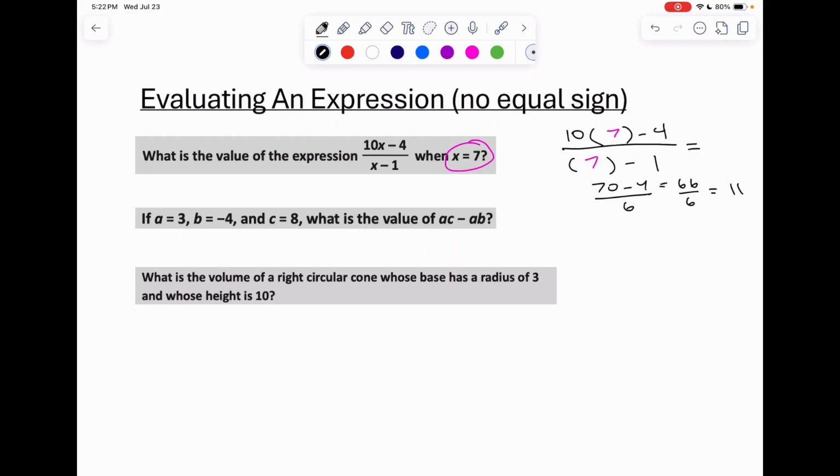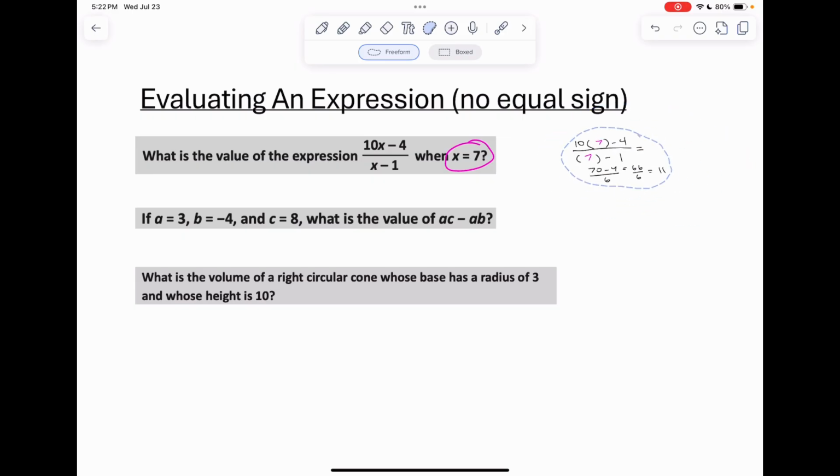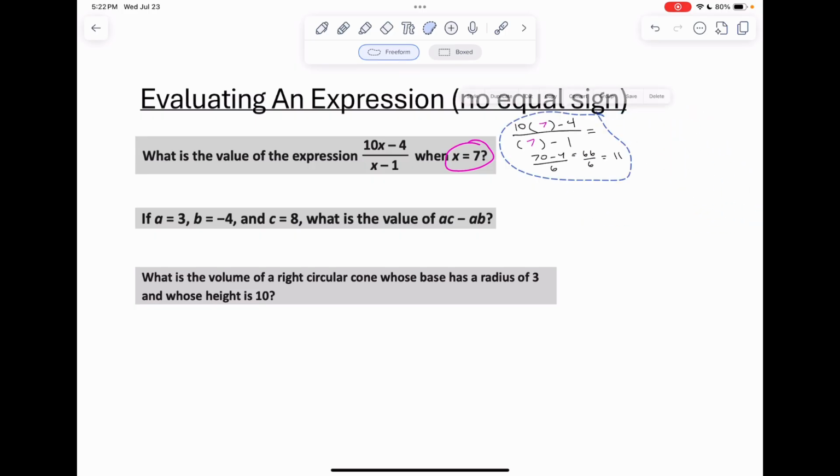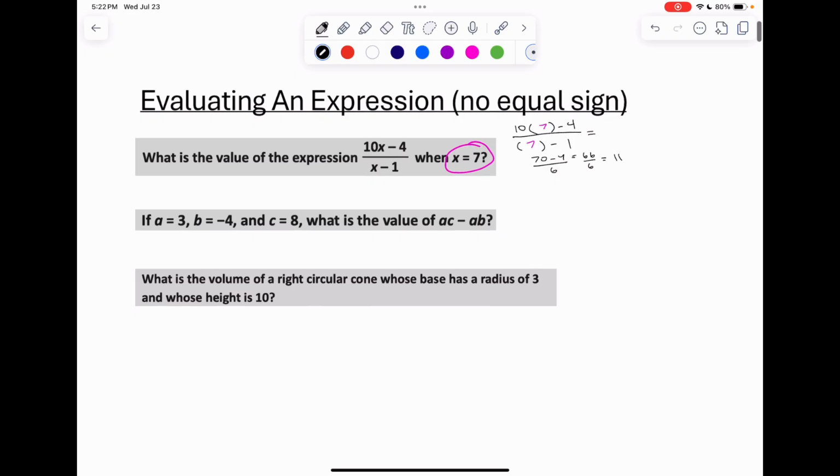Now for this next one, we have if a equals 3 and b equals negative 4, and c equals 8, what is the value of AC minus AB? I'm going to shrink this down a little bit, give us a little more space. Let's try that again. Okay. So again, we're going to copy out our expression with parentheses where our numbers are going to go.